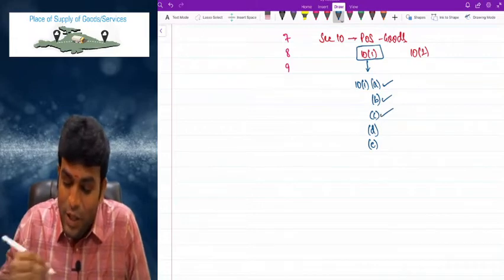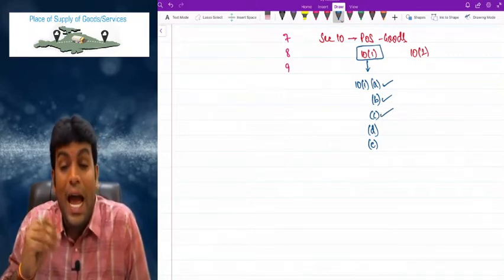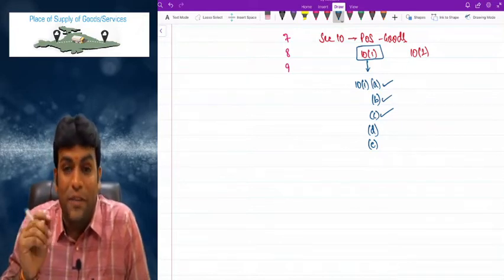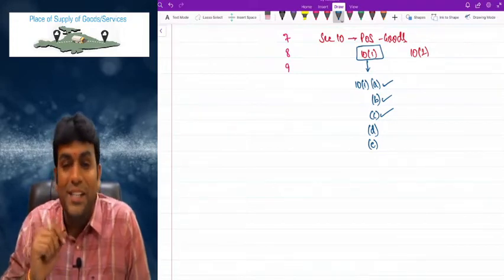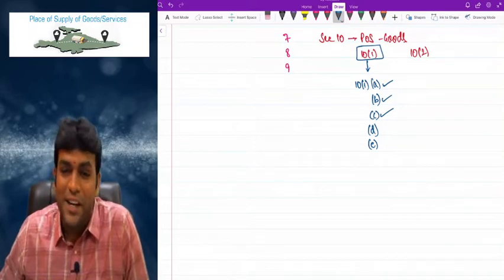Then 10.1c talks about place of supply in case where there is no movement of goods, and in that case, place of supply will be what, my dear friends? Location of goods at the time of delivery to the recipient.